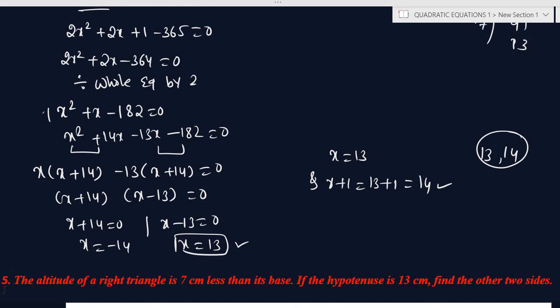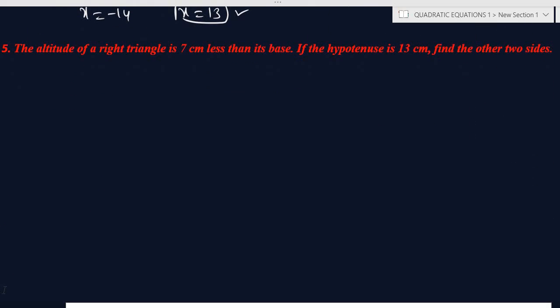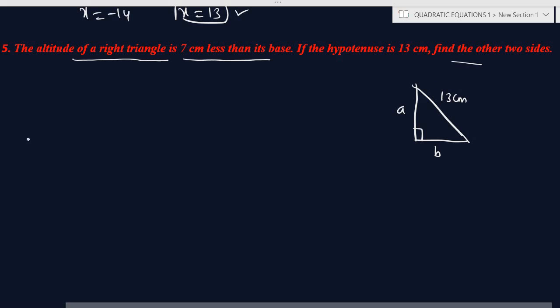Next one, what has he given in the problem? The altitude of a right triangle. Let us take the right triangle. He is asking about the altitude and base. The altitude of a right triangle is 7 centimeter less than its base and the hypotenuse is 13 centimeter. He has given the other two sides.